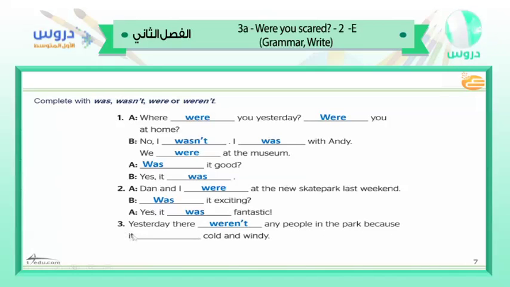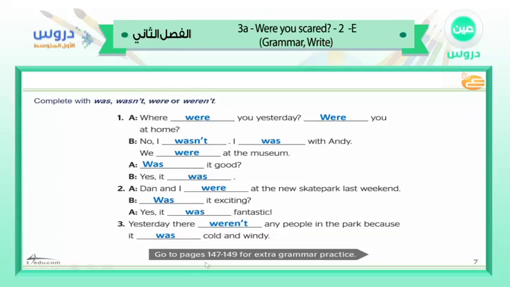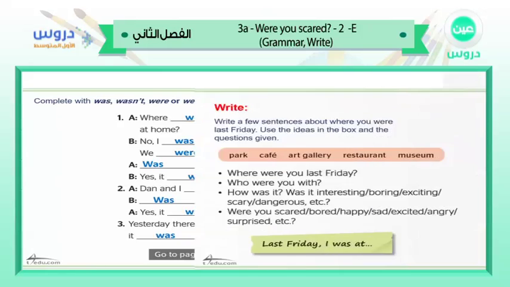In the park because it's cold and windy. It's. I'm talking about the weather. It's cold and windy. It. We said with it we should use was, exactly. It was cold and windy. Excellent. Very nice. Go to pages from 147 to 149 for extra grammar practice.